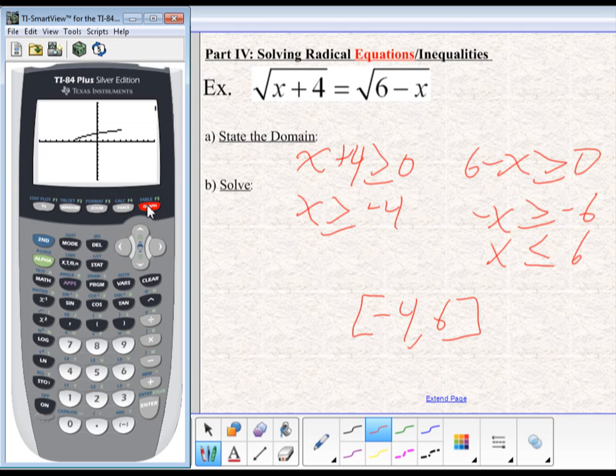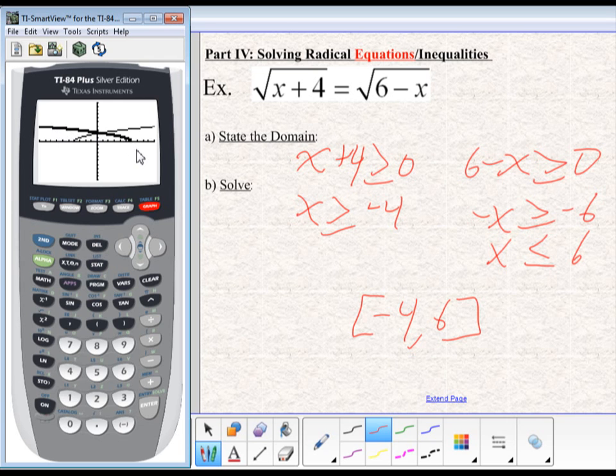I'm going to graph. If your window doesn't look like that, remember to do zoom 6. And here's what I see. What I see is the x plus 4, my y1, is this one, and the square root of 6 minus x is going the other way.